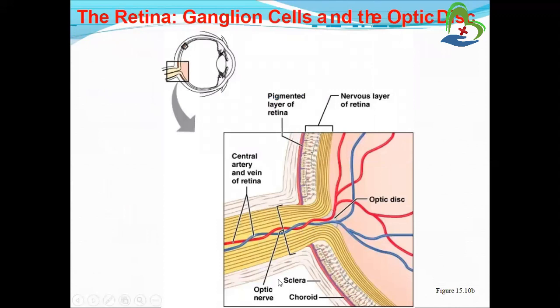See, the ganglion cell is shown at the optic disc. This is the central artery, and this is the vein of the retina. Through the optic nerve, blood flow is provided to our retina and eye. This spot is known as the optic disc, and this is the optic nerve. This part is the sclera, and this is the choroid. This is the pigmented layer, and this is the neural layer of the retina.